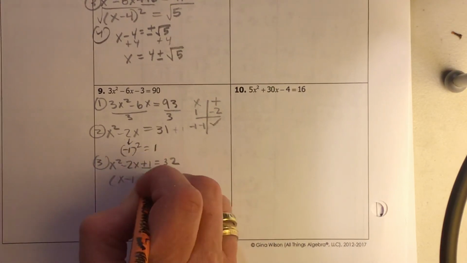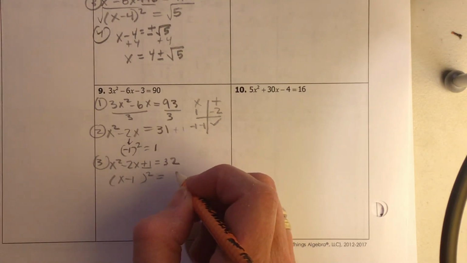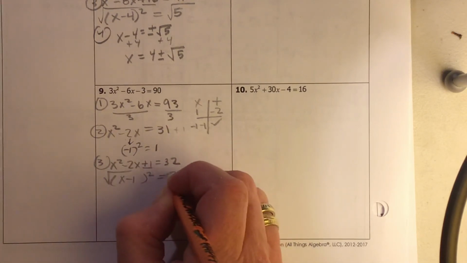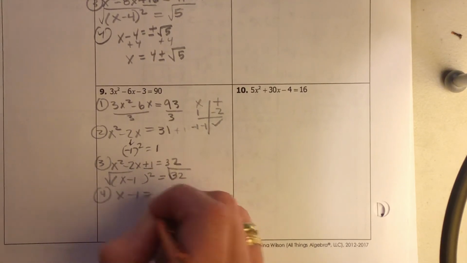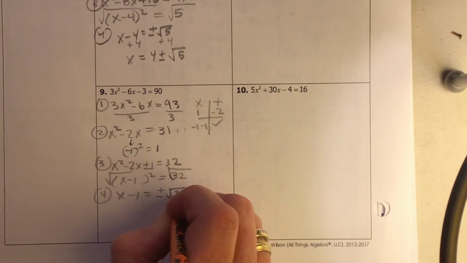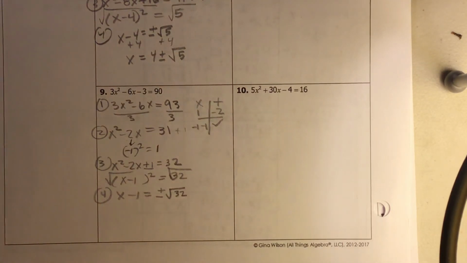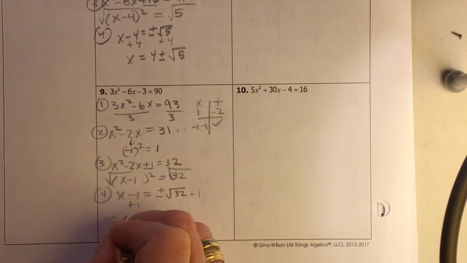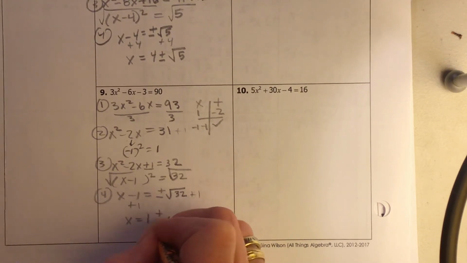x minus 1 squared is equal to 32. And then I'm going to take the square root of all this. I'm going to end up with x minus 1 equals the positive or negative square root of 32. Let's move our 1 over and rewrite. So I've isolated x equals 1 plus or minus.